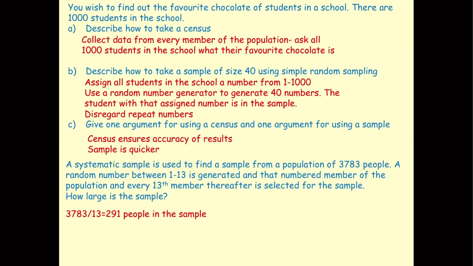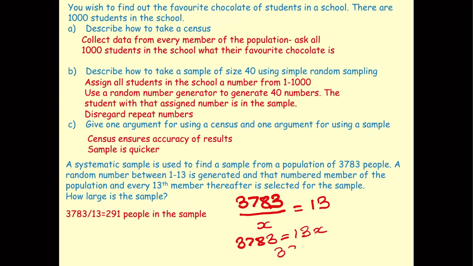So what we would normally do is the population, which is 3,783. We would divide that by the sample size, let's call that X at the moment, and that has given them 13. That's how they know they're selecting every 13th member. So if I just do a little bit of rearranging now, and divide through by my 13, that's how we're getting our 291, and over here, that's what they've done. So the sample size must have been 291.